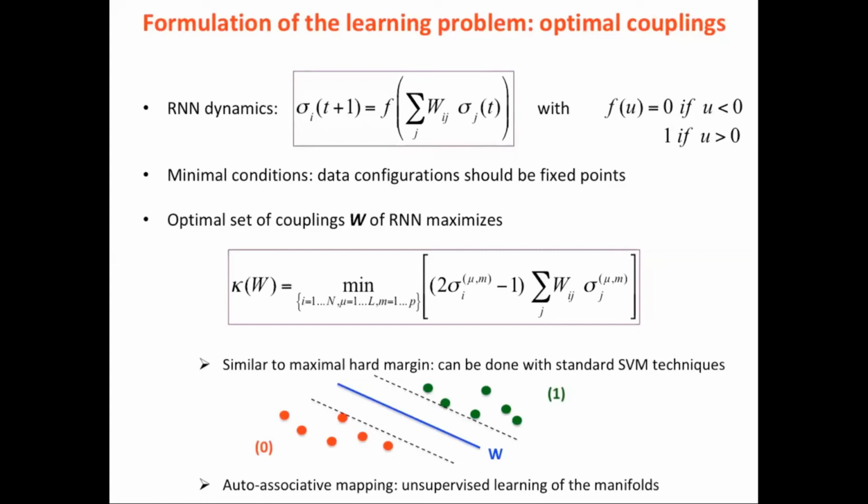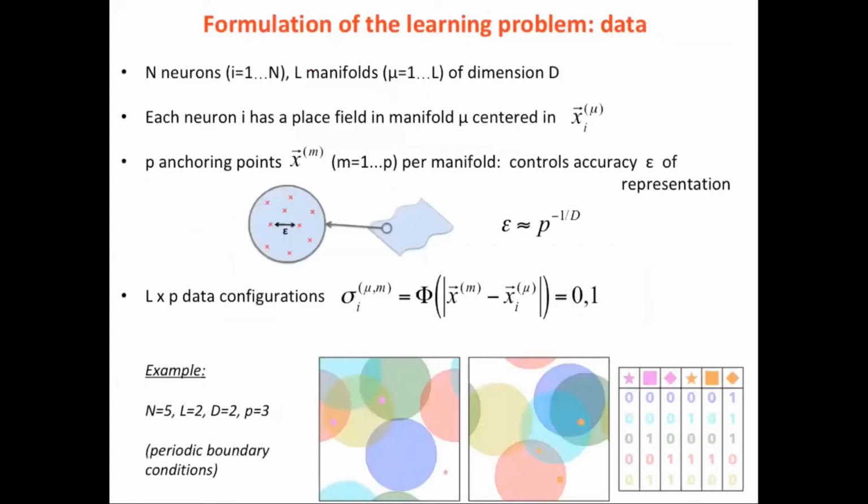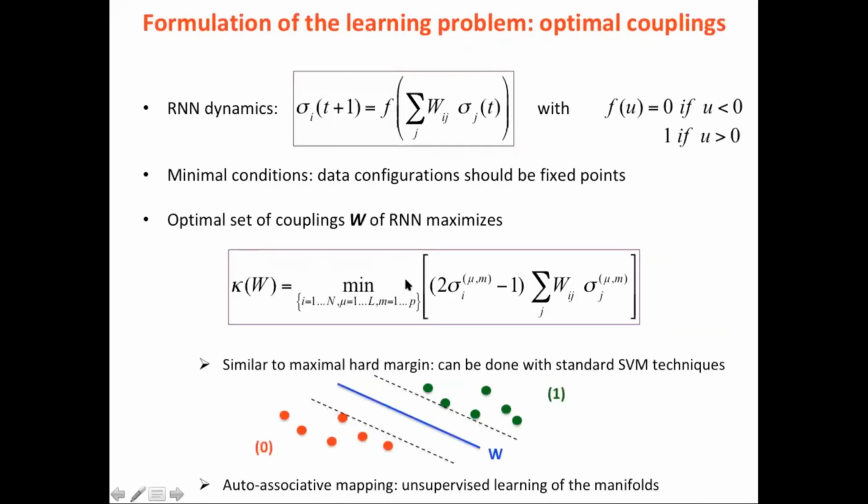And my condition is that I'm asking that the data here, these sigma_i^mu, are fixed points of the dynamics. I will impose this condition using a technique which is well known in machine learning, called support vector machine. Essentially, I will look for the best coupling matrix, which is maximizing the minimal margin, creating this maximal hard margin between the data points and the decision hyperplane corresponding to each neuron.